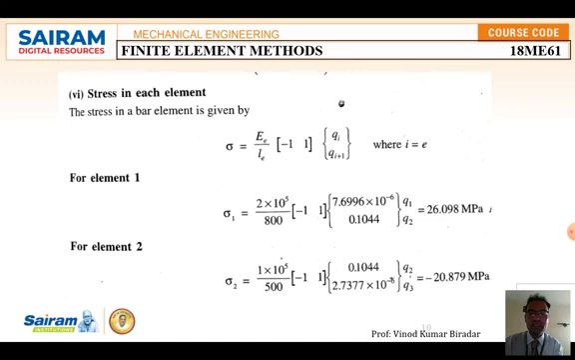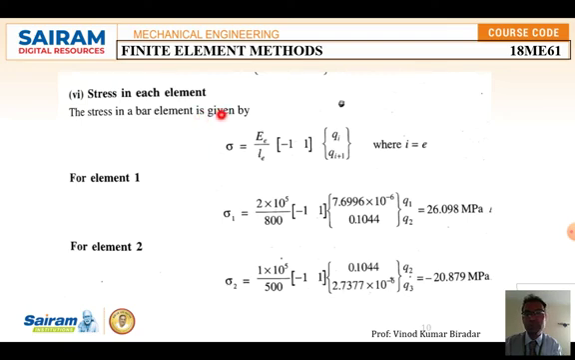So the first element belongs to node number 1 and 2, so u1 and u2 have to be taken, that is q1 and q2 values have to be taken here. If you simplify this, the stress in each element is equal to 26.098 megapascal for element number 1. For element number 2, the displacement values change. So here instead of 1 2 you have to write 2 and 3, you substitute, and you are going to get minus 20.879 megapascal. Okay, so these are the stresses.